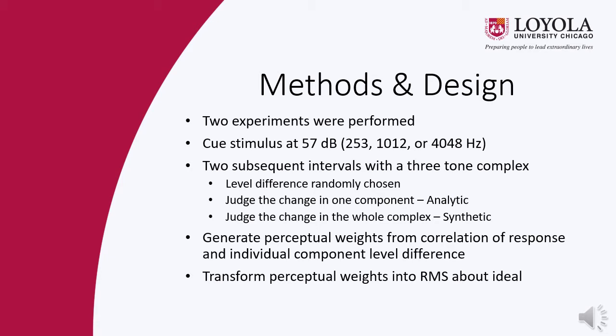These perceptual weights were then finally used to generate RMS values for each participant for both their analytical performance and synthetic performance across all three trial conditions. RMS has been used previously as a measure of performance, comparing an individual's deviation from the ideal, used in previous studies by Stelmach and Willengans.